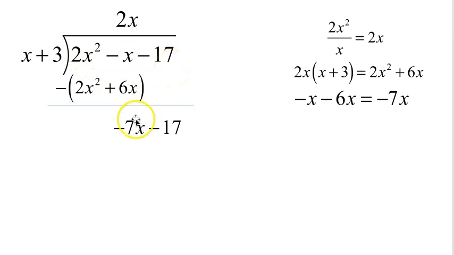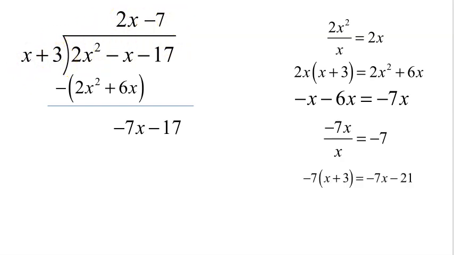Next, we have to divide negative 7x divided by x. Negative 7x divided by x is negative 7. That becomes part of the quotient. And then we multiply the negative 7 times the x plus 3. Negative 7 times x is negative 7x. Negative 7 times 3 is negative 21. And that now needs to be subtracted from this piece.